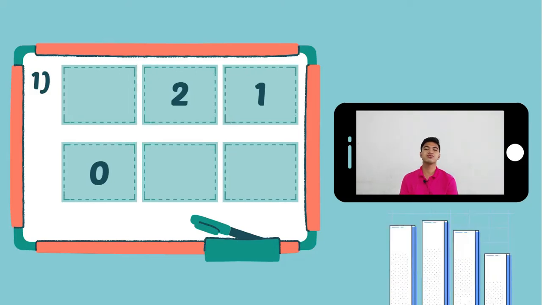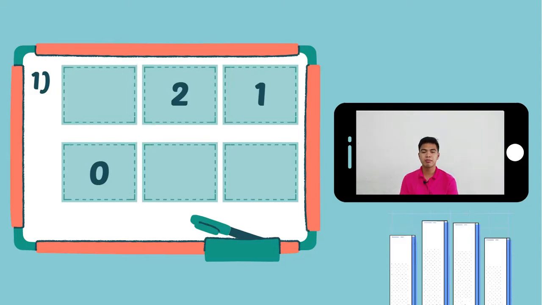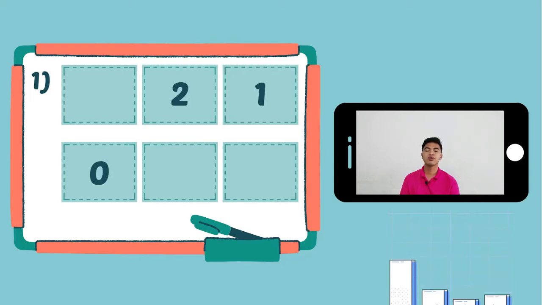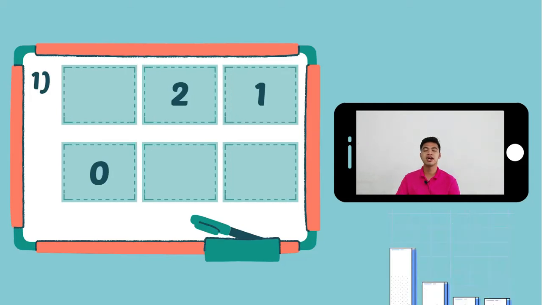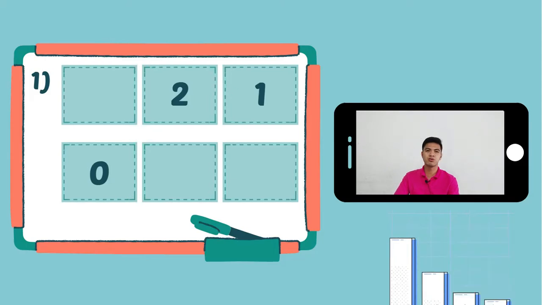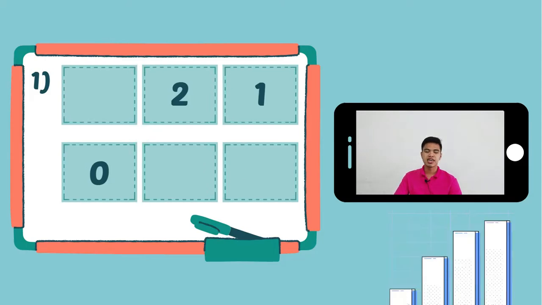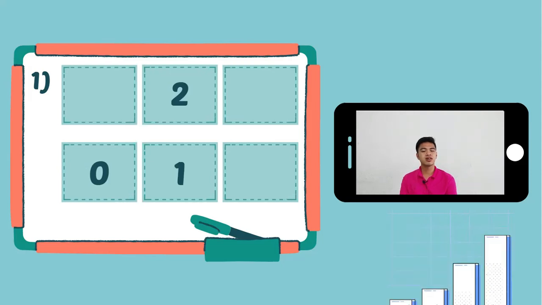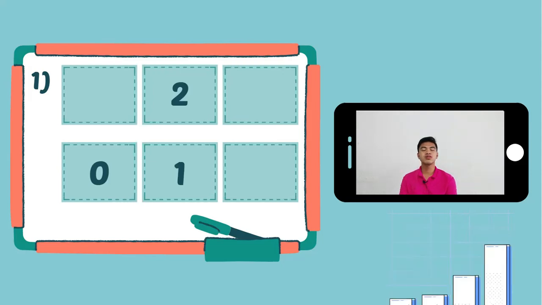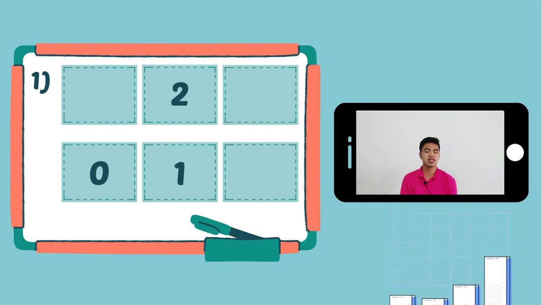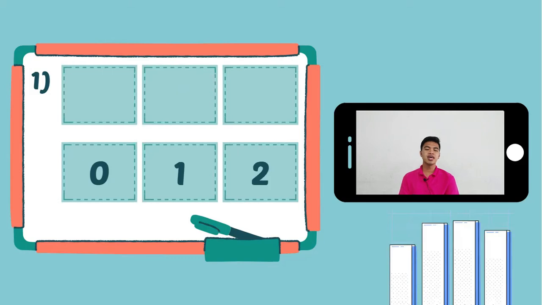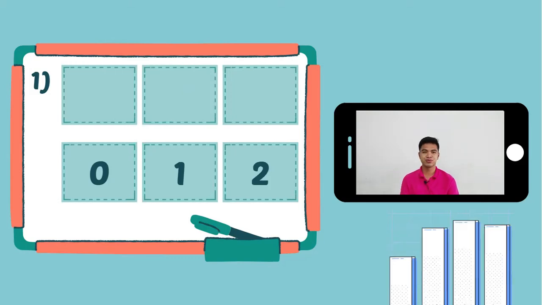Here, what we're going to do is to pick the smaller number from the remaining numbers, which are 2 and 1. Okay, so which is the smaller number between the two? Is it 2 or 1? Good job. The correct answer is 1, because 1 is smaller than 2. And since we only have one number left, which is 2, we're just going to write it down as the last number. Okay, so our order will be 0, 1, 2.